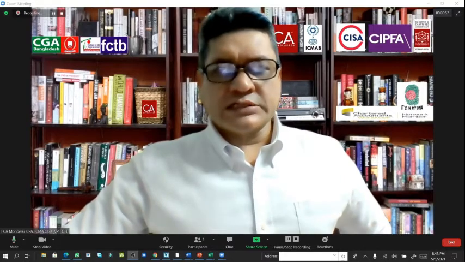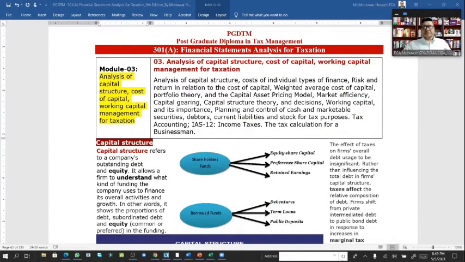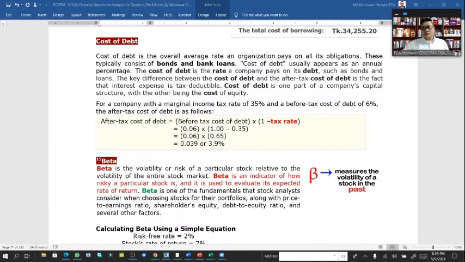We are in the postgraduate diploma in tax management. We are discussing Module 3, Part 2. Module 3 is analysis of capital structure, cost of capital, working capital management for taxation. Now we are discussing Part 2: cost of debt. What is cost of debt?